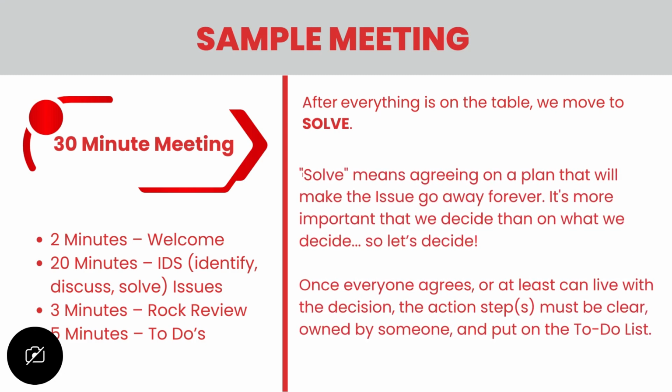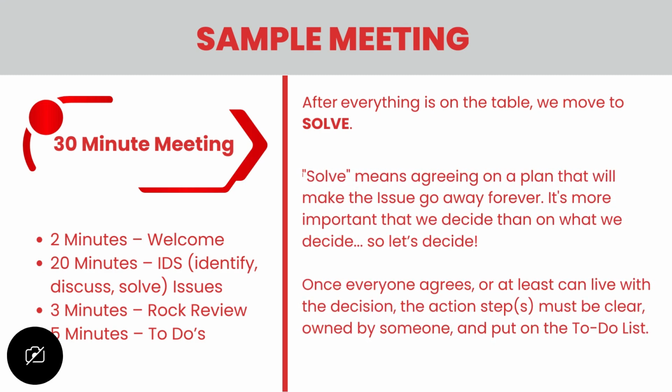Then solve, right? After everything is laid out on the table, we are open and honest. We are going to solve. Solve means that we're going to agree on a plan that makes sense and makes the issue go away forever. Now, the issue may eventually come back up again in the future, but we are going to make our forever for the next whatever period of time, and it's going to disappear, right? That's what a solution is. It's more important that we decide on what the solution is. So let's decide it, right? So we need to make a decision and solve it.